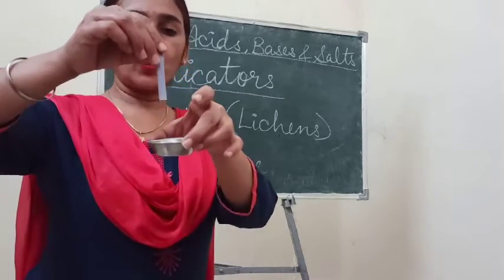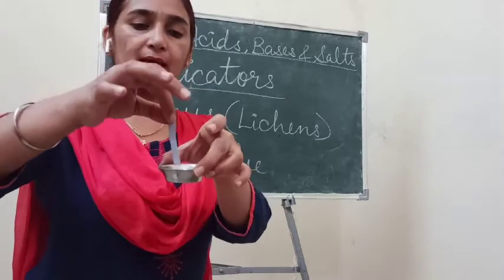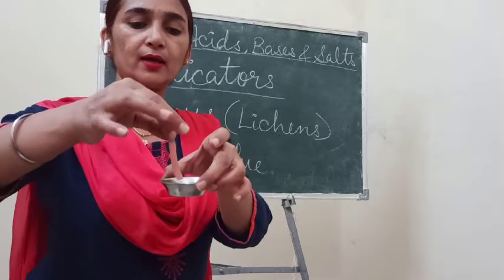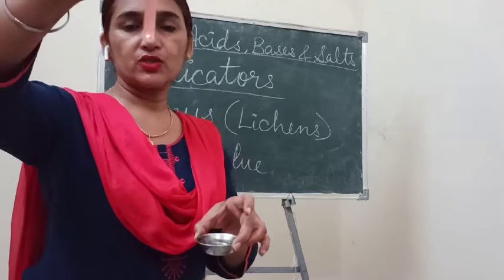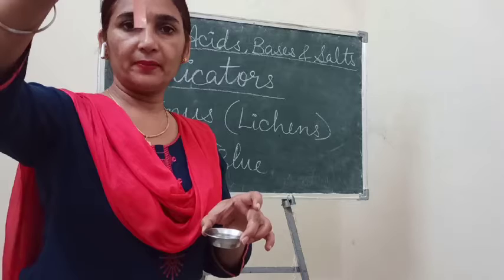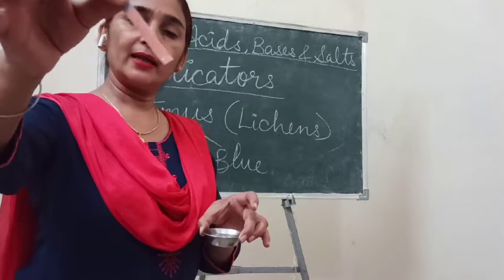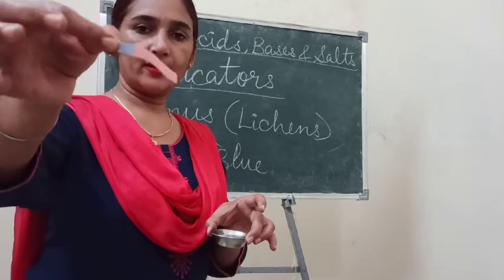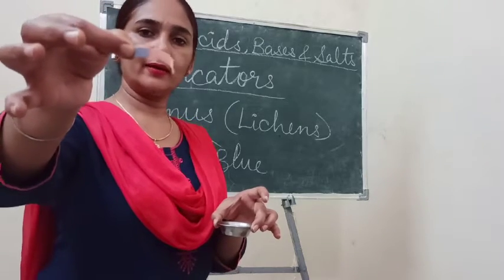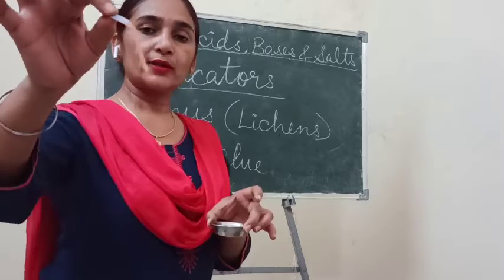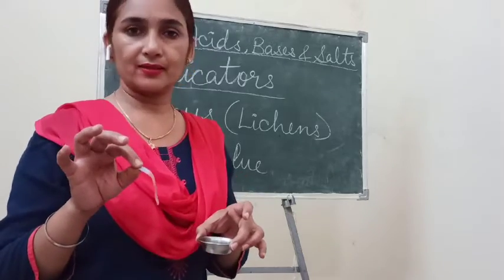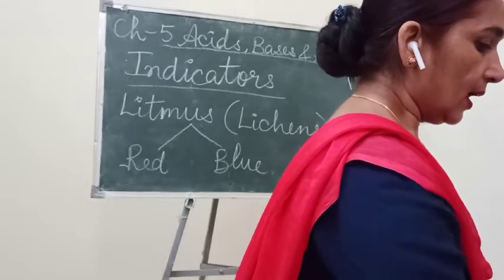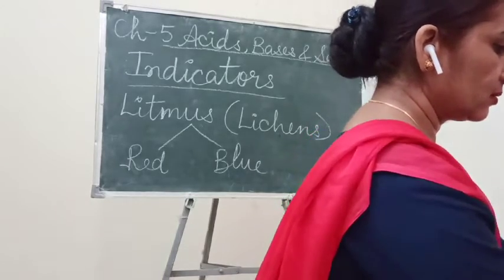So as we put, see this is a blue color, as we put this paper in this vinegar, immediately it will change color. See, this much I have dipped, so it changes its color from blue to red. You can see it clearly. Understand? So that's why it is an acid. Okay, and now we check the base.